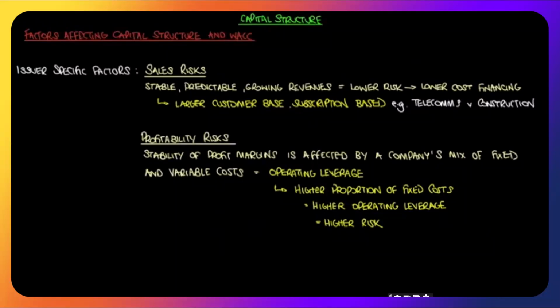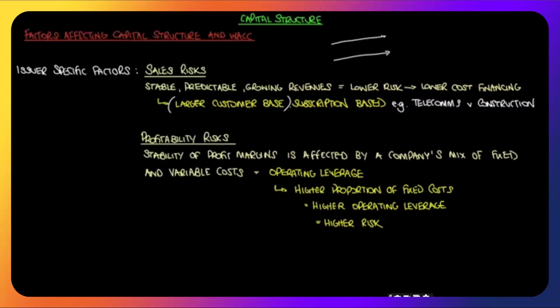Issuer specific, focus on, obviously, issuer risks. Start at the top of the income statement with sales risks. Stable, predictable, growing revenues lead to lower risk and hence a lower cost of financing. Fairly obvious. Think of that life cycle. If you are in the mature phase, we said in the mature phase, your revenues and your cash flows were just nice and stable and growing. If you have a larger customer base, you have a lower sales risk. Why? The risk is spread across your customers. It's not like if you lose one customer, your sales are halved. Each individual customer is fairly irrelevant.